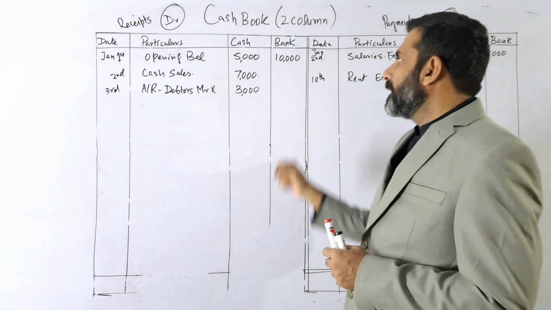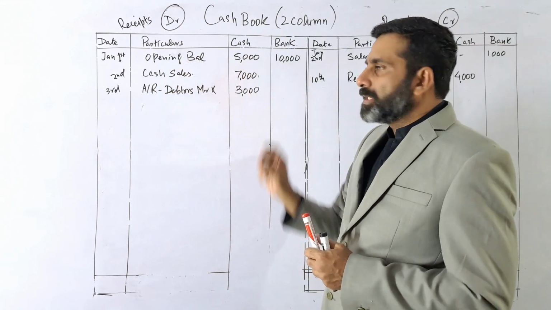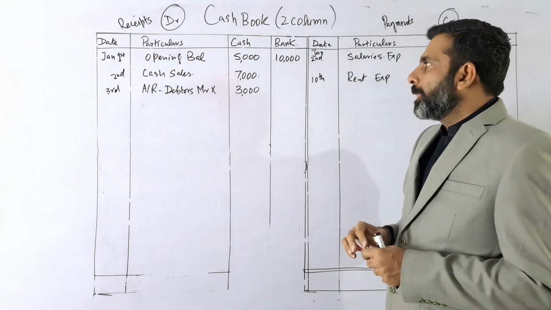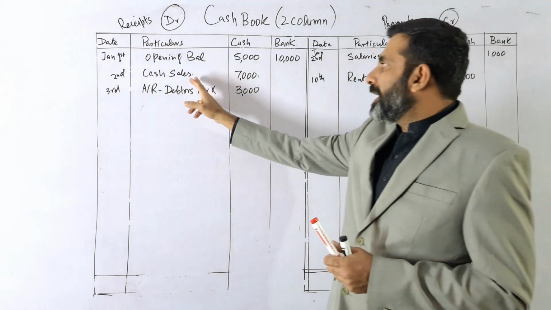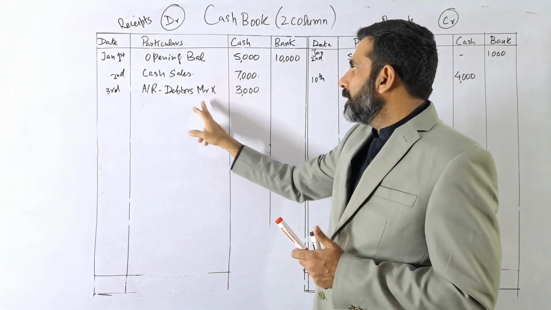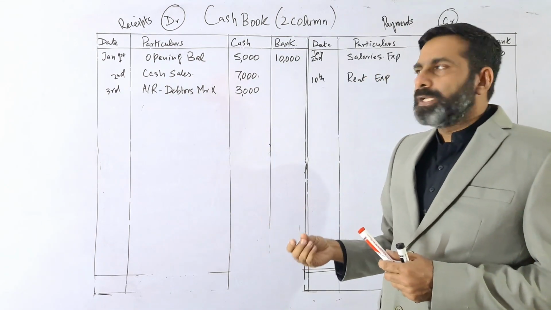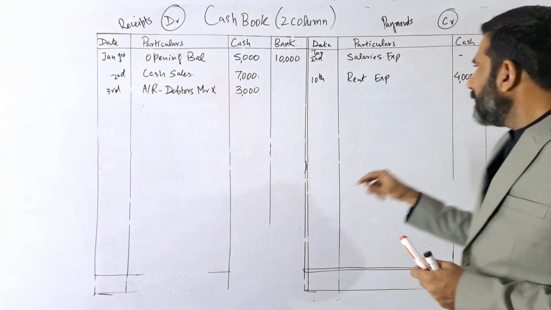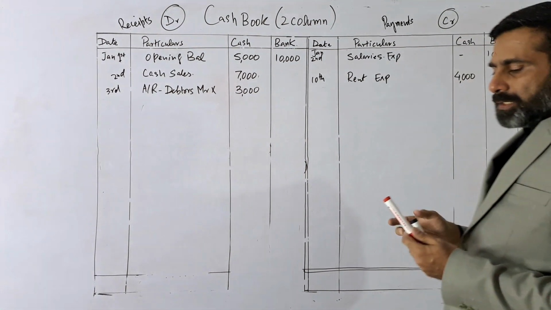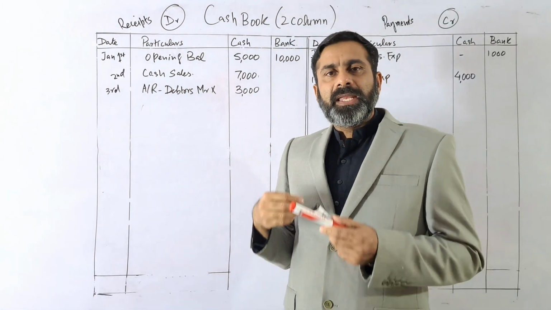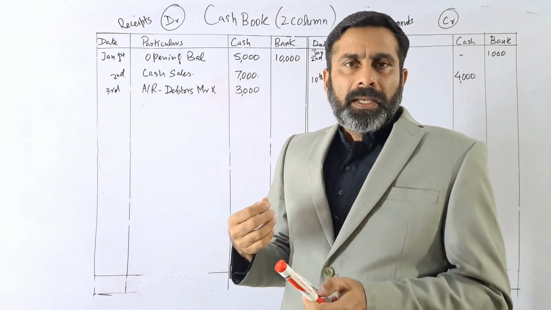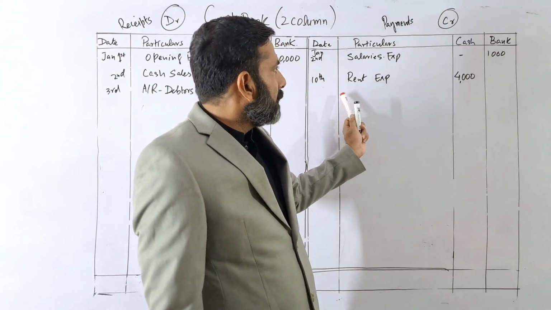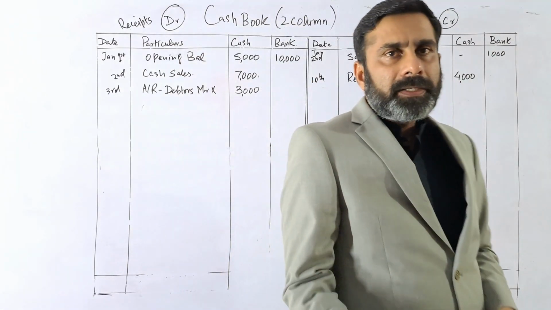We are just starting here, for example, with an opening balance of $5,000 cash in hand and $10,000 available in the bank. Then you have cash sales of $7,000, and some of the debtors, some of the customers, paid you $3,000, so you write these on the receipt side. Now on the credit side, we have salaries paid through the bank. You paid $1,000 by check to the worker or the manager. Then you paid some rent in hard cash.